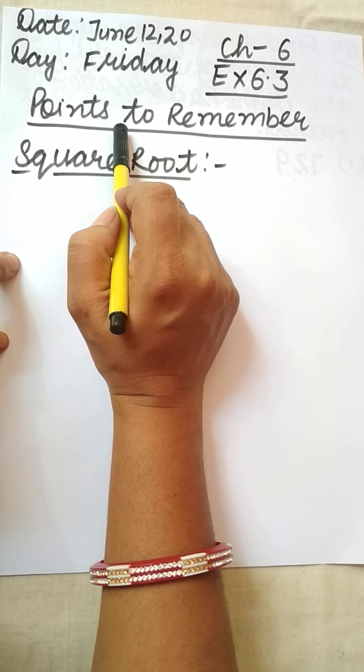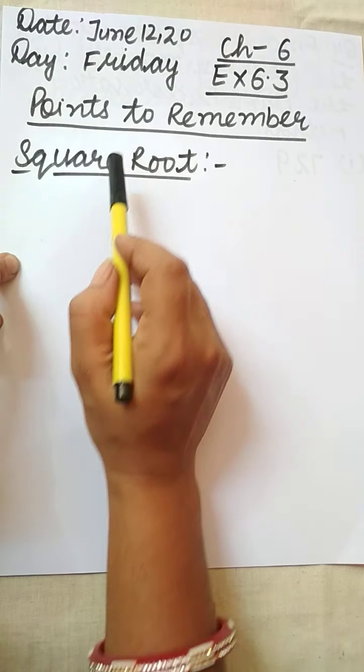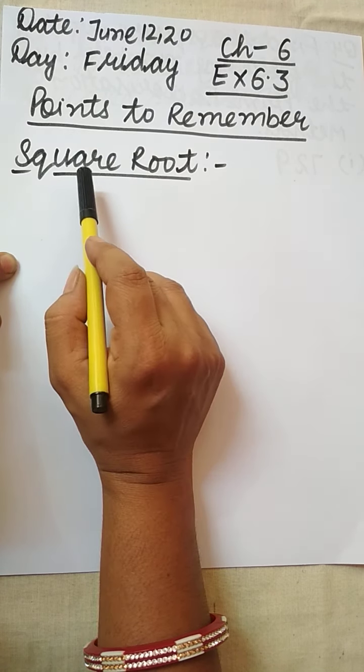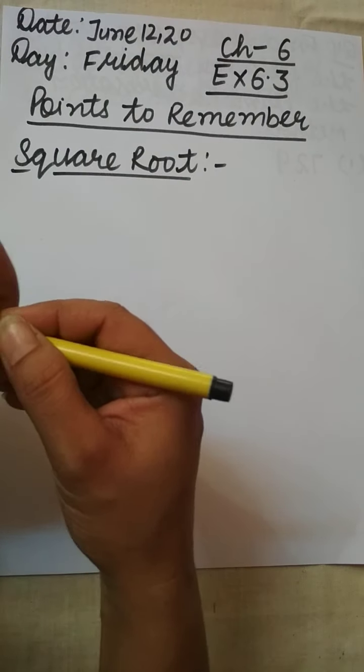Students, today we will continue with chapter number 6, exercise 6.3. Firstly, we will discuss some points to be remembered for the same. First definition is square root.